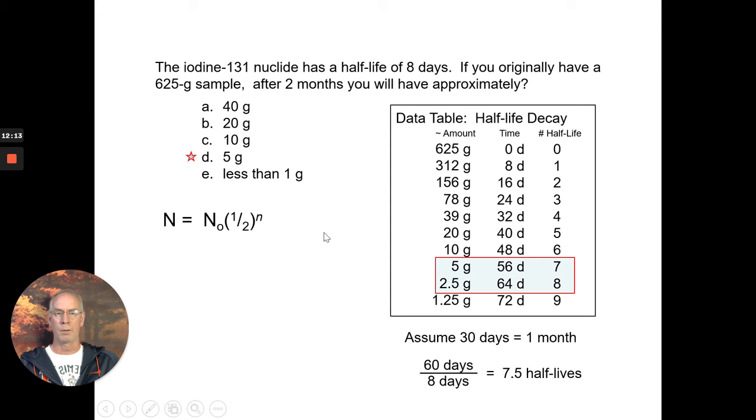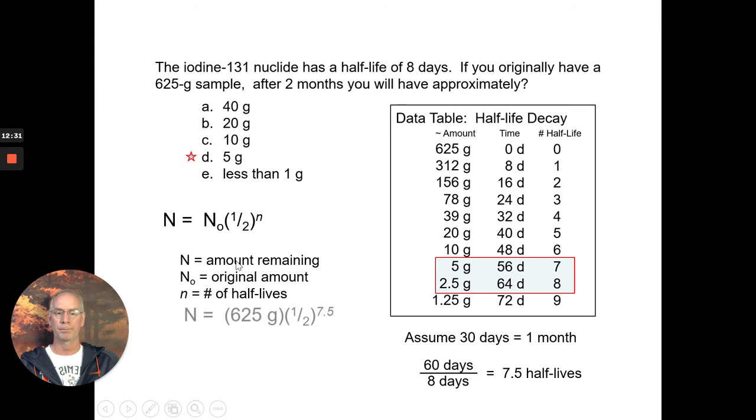Now, if you're a math person and you want a formula, here you go. N equals N sub naught times 1/2 to the nth power. Now let me define this for you. N is the amount remaining. N sub naught is the original amount that you have. And little n is how many half-lives have passed.